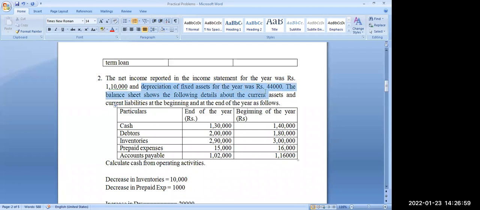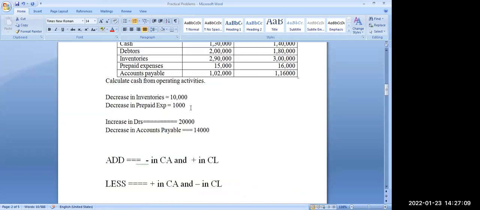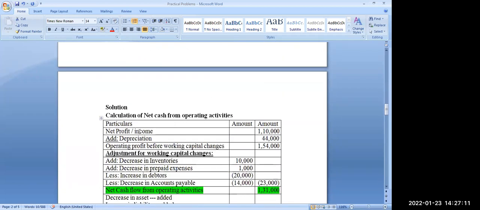Depreciation of fixed assets for the year is 44,000. The net income reported in the income statement for the year was rupees 1,10,000, and there was a depreciation on fixed asset of 44,000. Okay. Now we start with the net profit 1,10,000.